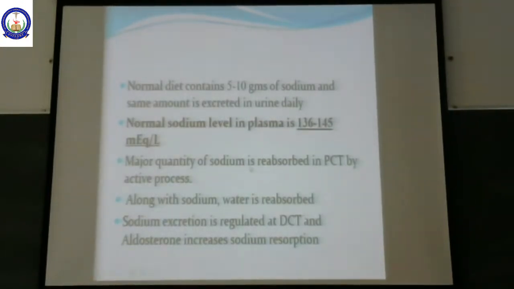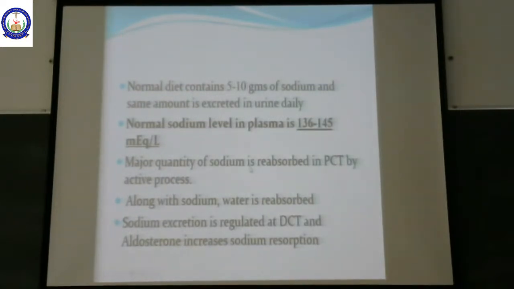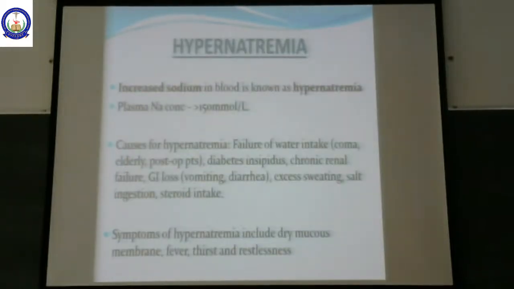Major quantity of sodium is absorbed from the proximal tubules in the kidney. Along with the sodium, water goes inside, and the excretion of sodium is regulated by the distal convoluted tubules, which increase sodium reabsorption. So, absorption occurs in the proximal convoluted tubules of the kidney, and excretion in the distal convoluted tubules. Now, what is hypernatremia?